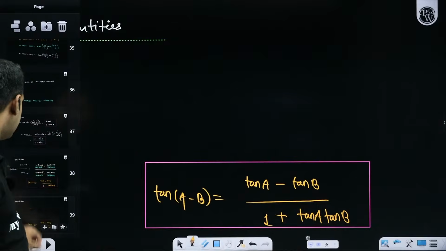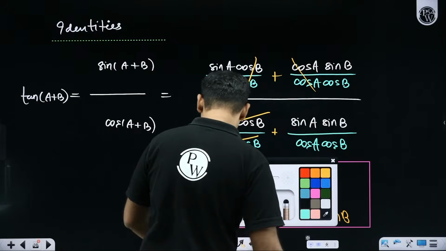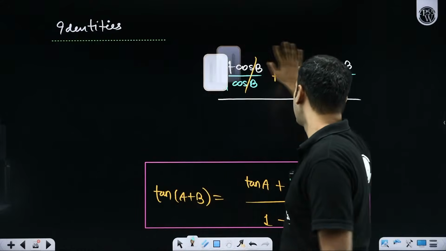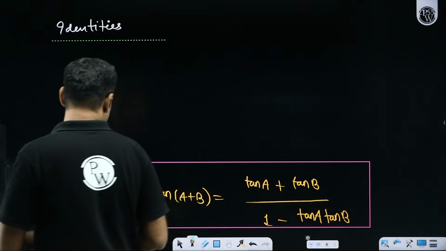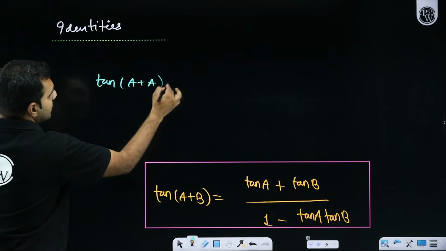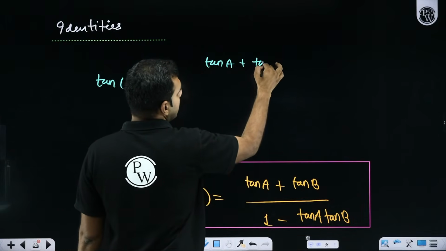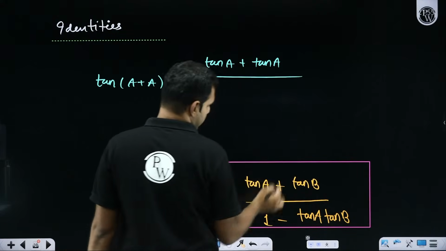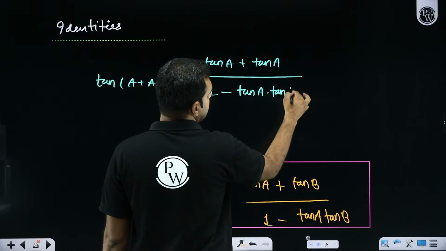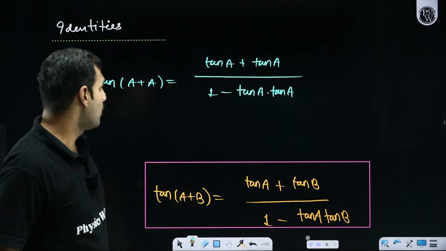Can I just play a little more with this data? Sir, what do you really mean by that? Let's do it. What if in this result I substitute B also by A? Okay, sir. So if B is also substituted by A, on the LHS you will get tan A plus A. So here you'll get tan A plus tan A divided by 1 minus tan A tan A. Everybody got this? Everybody. And what that could be?